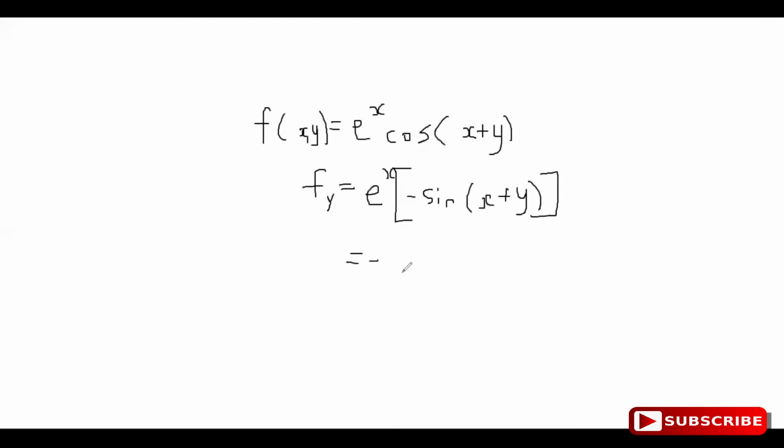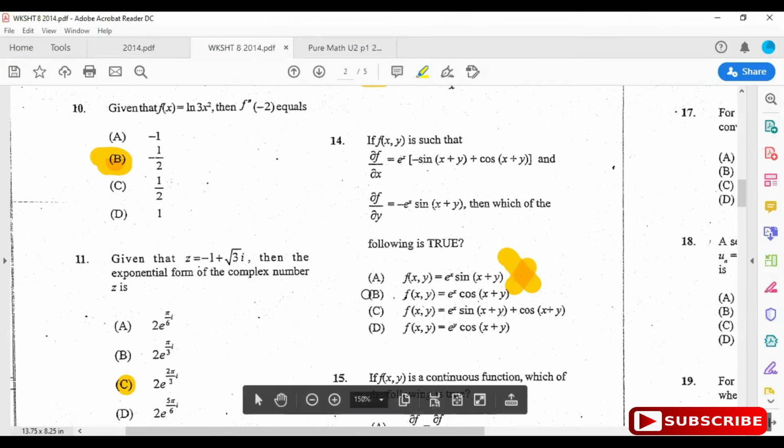Now that was the answer you had. They just put the minus on the outside to write it as minus e to the x times the sine of x plus y. That's all they did. That gives you f y, or dou f by dou y. There it is. So the answer is B.